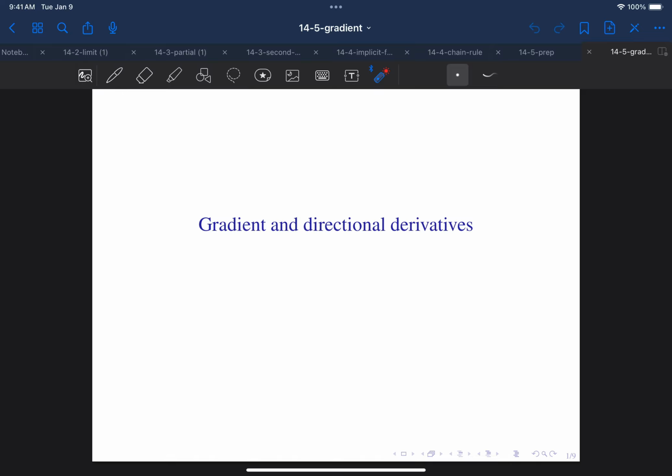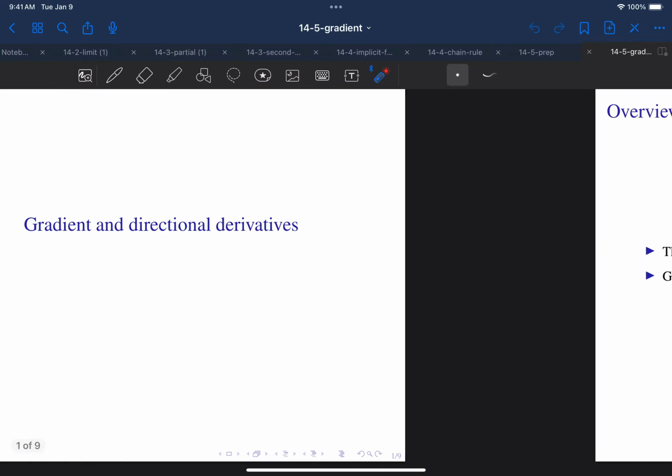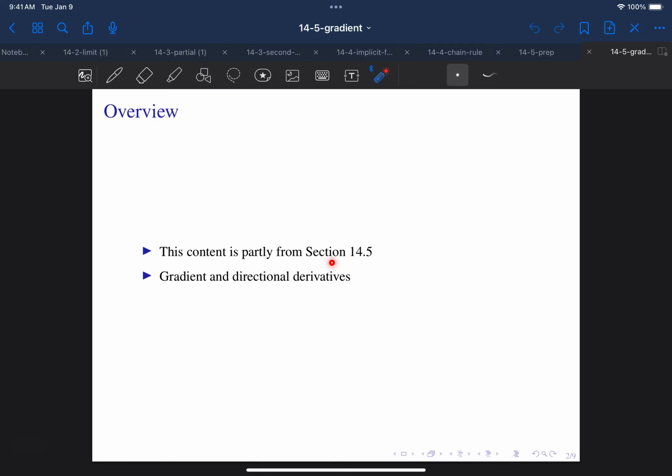Hello everybody. In this video, we're going to talk about gradient and directional derivatives, which is partly from section 14.5. And the key concepts we want to introduce are gradient and directional derivatives. This section is based on partial derivatives we've covered at the beginning of the course and the vector analysis or linear algebra in the previous video.